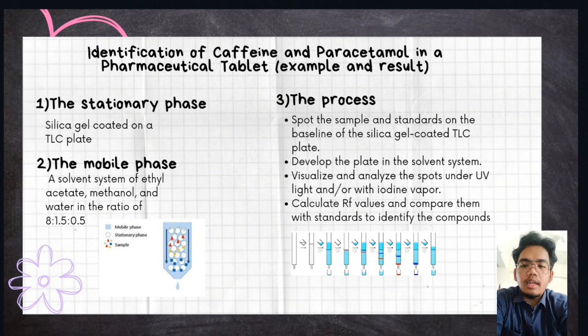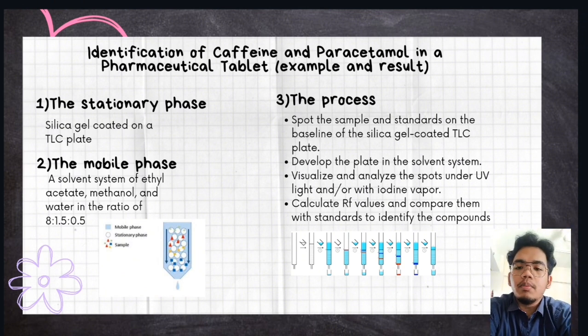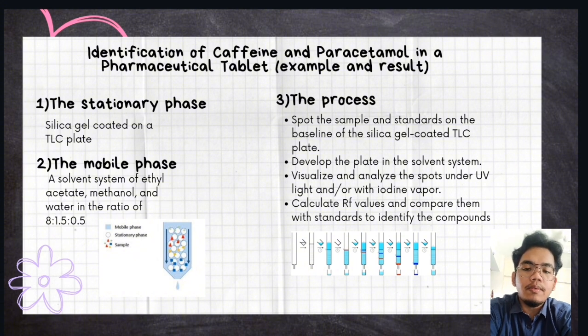Ethyl acetate is a moderately polar solvent. The function of ethyl acetate is to dissolve a wide range of organic compounds and help in eluting polar and non-polar compounds. Methanol is a polar solvent. The function of methanol is to increase the polarity of the solvent system, which aids in dissolving polar compounds and enhances the interaction with the silica gel.